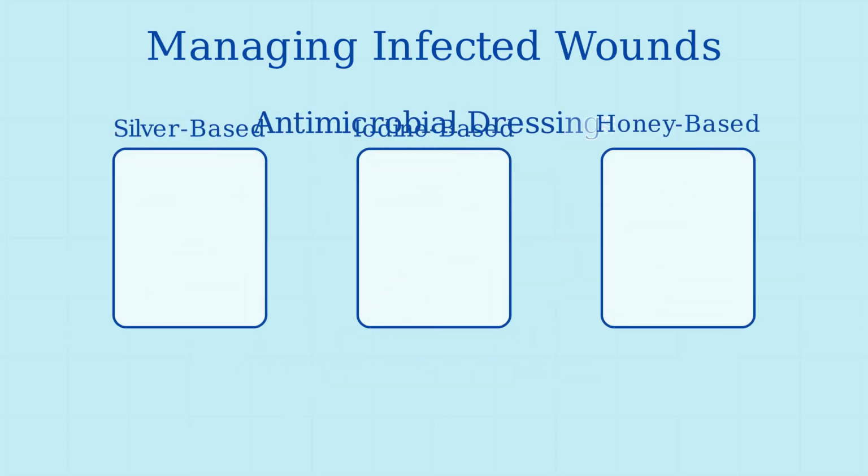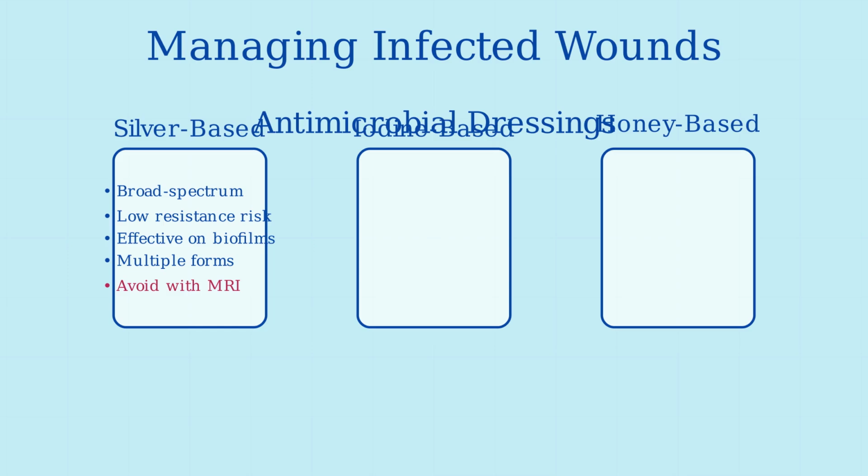Antimicrobial dressings are crucial for managing infected wounds. 3 common types include silver-based, iodine-based, and honey-based dressings. Silver-based dressings offer broad-spectrum antimicrobial activity with low resistance risk. They're effective against biofilms and come in multiple forms, though they should be avoided before MRI procedures.